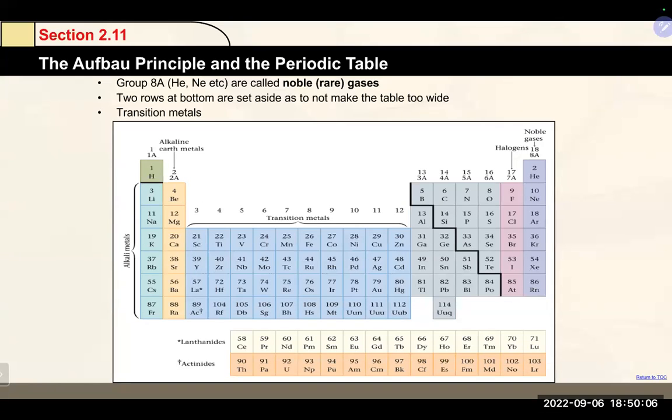So obviously you need to know which way groups go, which way periods go, the names of the special groups, and where the transition metals, metals, non-metals and metalloids are located. Any questions on any of that?